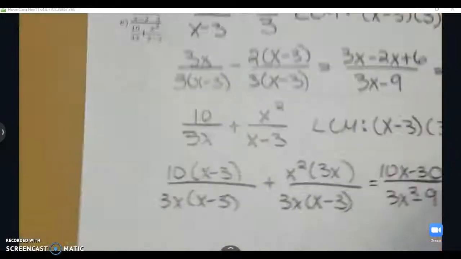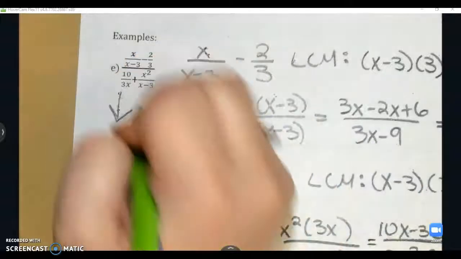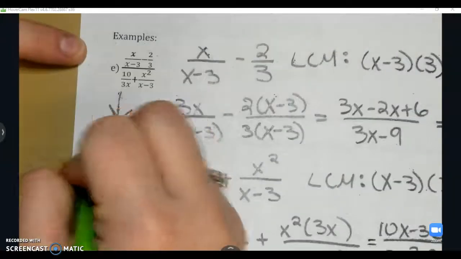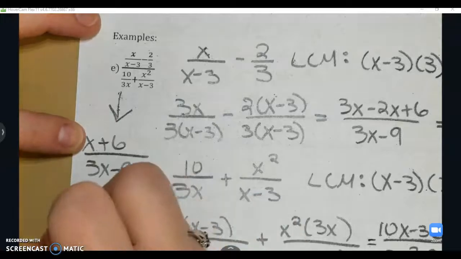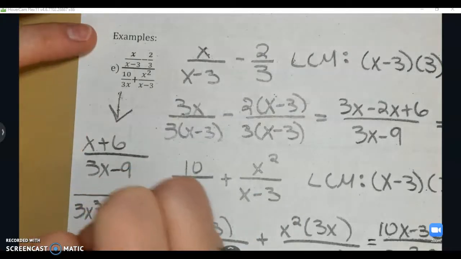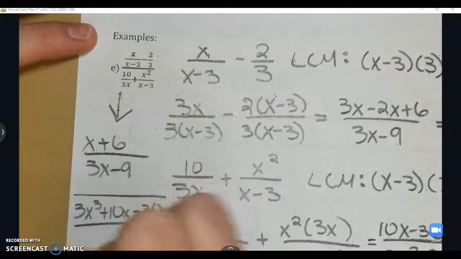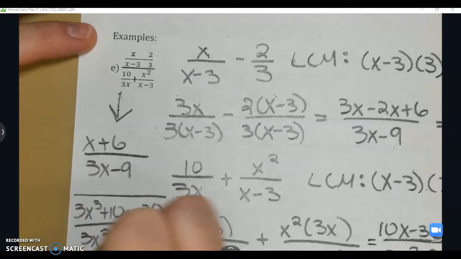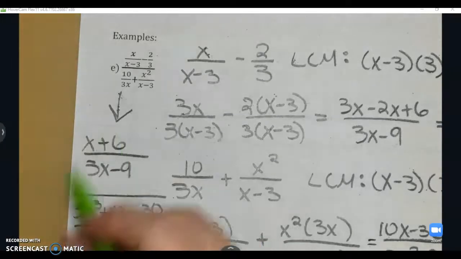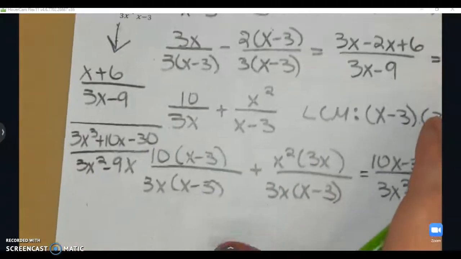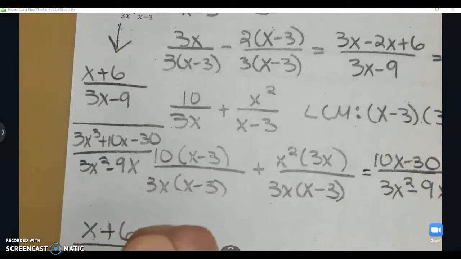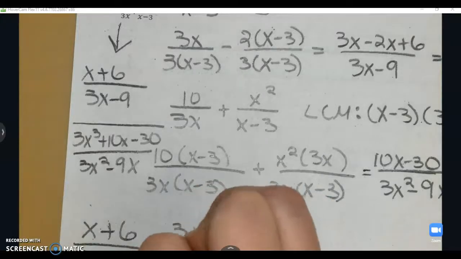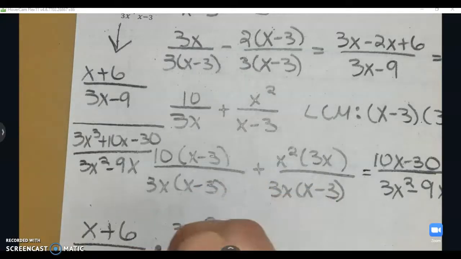So what we have done is we have transformed this into x plus 6 over 3x minus 9 divided by 3x cubed plus 10x minus 30 over 3x squared minus 9x. Okay, that is what we have done, which means we're dividing fractions. So we're going to keep the top fraction the same. We are going to change that division sign to multiplication, and we are going to flip the second fraction upside down.